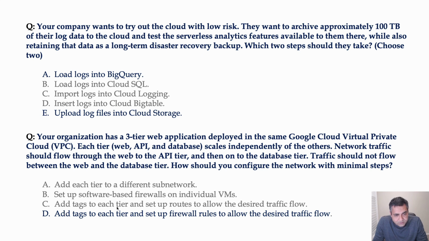Add tags to each tier and set up routes to allow the desired traffic flow. It's not correct because routes still require firewall rules to allow traffic as requests. Additionally, the tags are used for defining the instances the route applies to and not for identifying the next hop, because the next hop is either an IP range or instance name. But in the proposed solution, the tiers are only identified by tags.